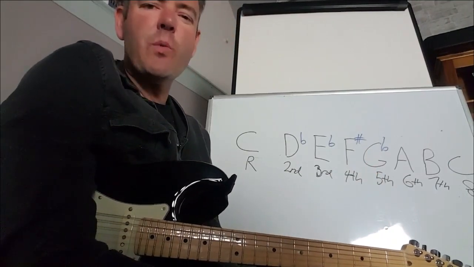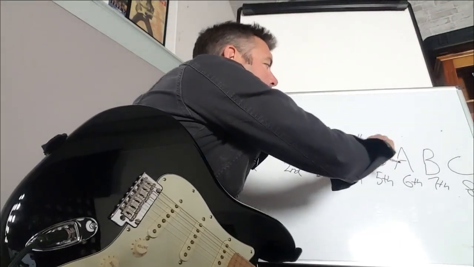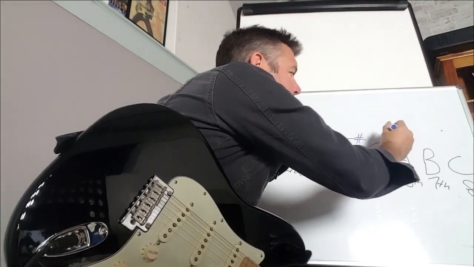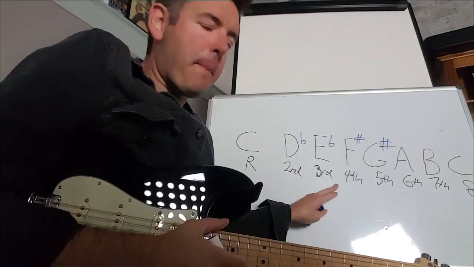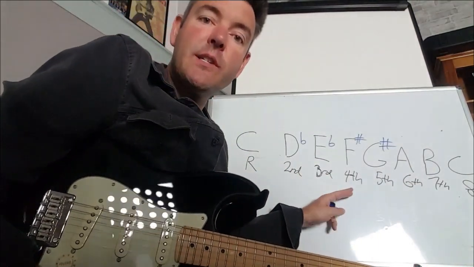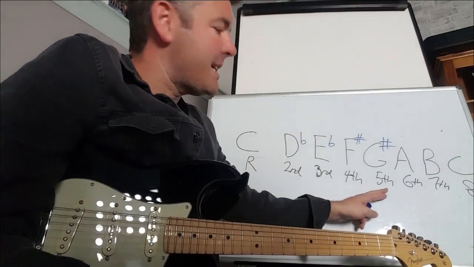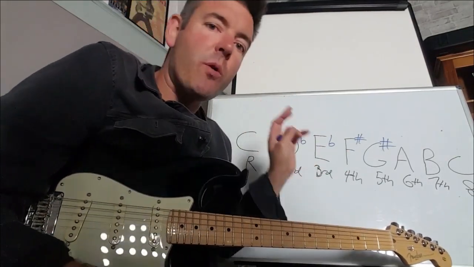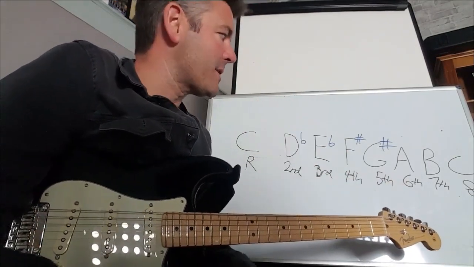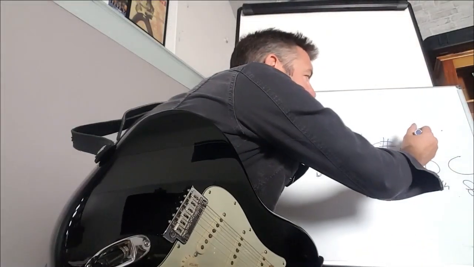Now, what about if we wanted to sharpen that G note? Let's see what happens there. So I'm going to rub out the flat sign. C to G sharp. Well, we saw with the fourth here that if we sharpen a perfect interval, it becomes augmented. So C to G is a perfect fifth. C to G sharp would be an augmented fifth. Okay, augmented fifth.